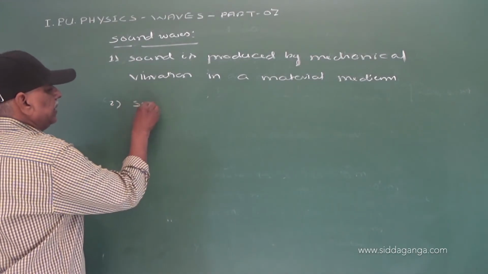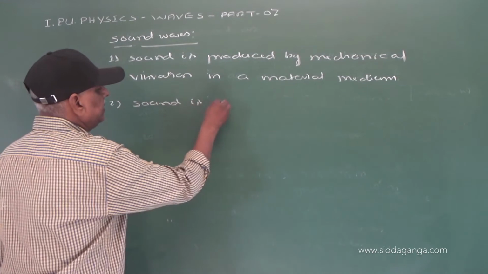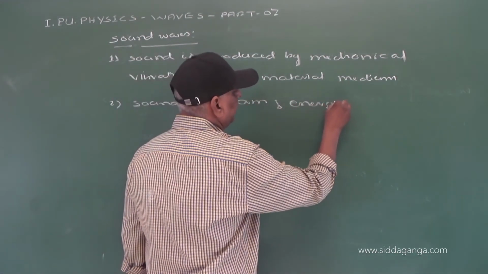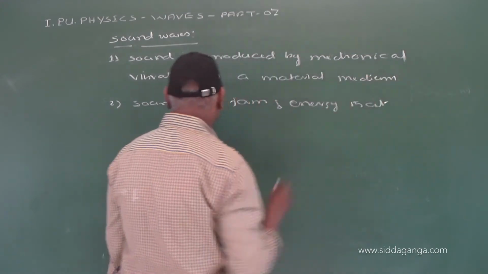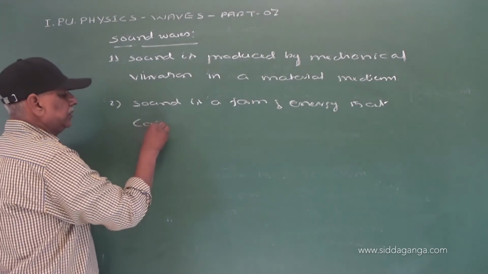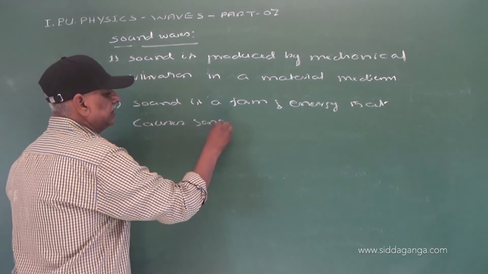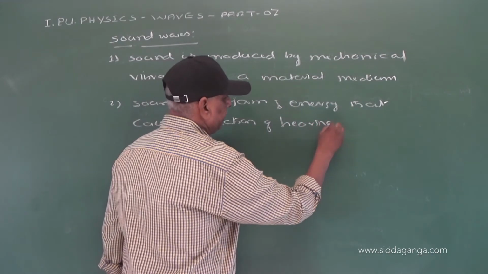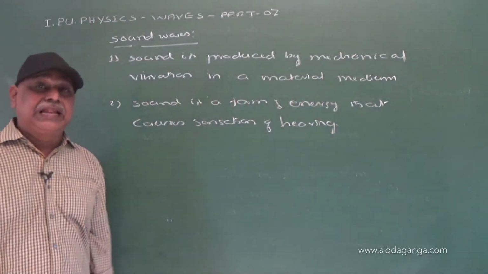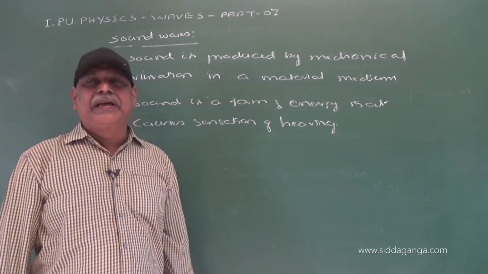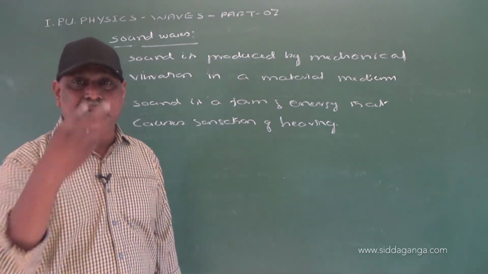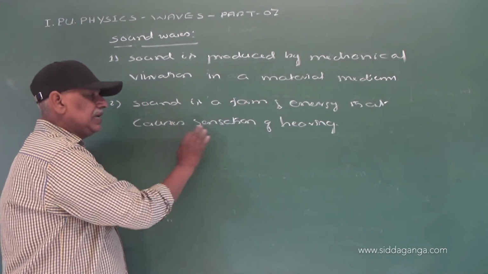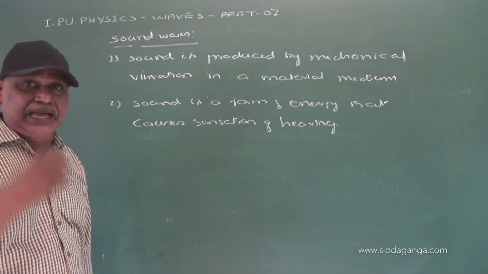Second one, sound is a form of energy that causes the sensation of hearing. Now what is light? Light is a form of energy that causes a sensation of vision, and sound is a form of energy that causes the sensation of hearing.